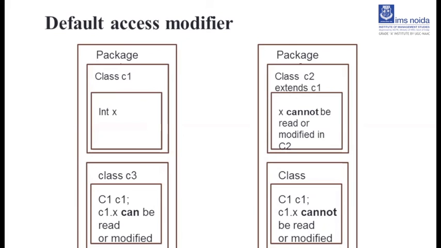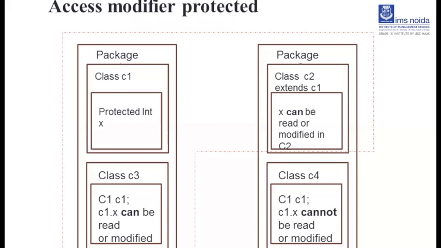You can easily see in class C3, C1.x can be read or modified. So that means the default access modifier works within the same package, right? But outside of the package, it will not work. X cannot be read or modified in class C2, and X cannot be read or modified in class C4. So the default access modifier works within the same package.